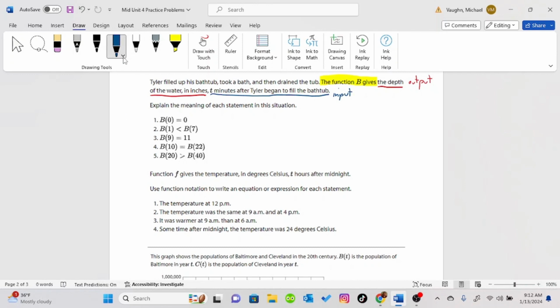They want us to explain the meaning of each statement in this situation. So we have B of 0 equals 0. So the first 0 is our input. That is the number of minutes after Tyler began to fill the bathtub. So 0 minutes, meaning he has not started the tub yet. The second 0 is our output, which is the depth of the water in inches. So this first one means that the bathtub starts empty.